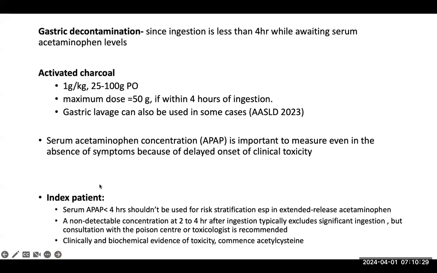So we'll start with gastric decontamination. The timestamp of ingestion of acetaminophen is also very important. Since it's 2 hours, that means it's less than 4 hours, and acetaminophen is known to reach its highest serum level at 4 hours, with absorption almost complete at 4 hours. Since ingestion was less than 4 hours ago, while I await the samples I have taken, according to the guidelines, I would like to do gastric decontamination, and that will be with activated charcoal.